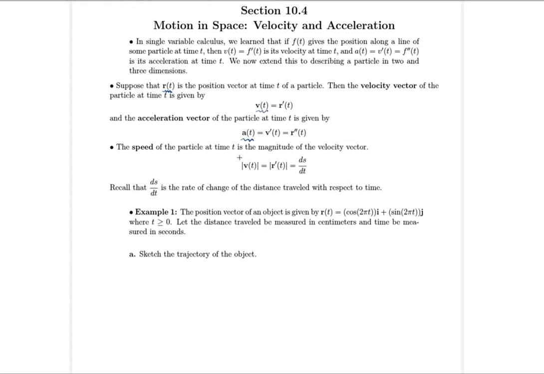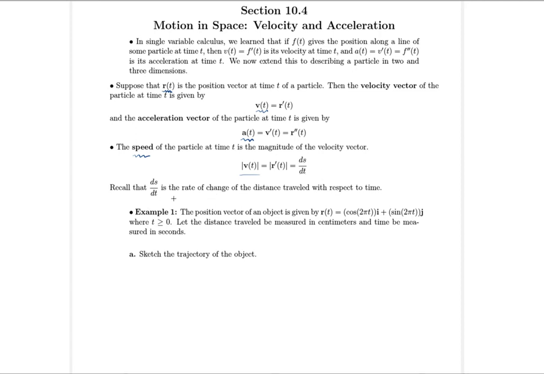And then, of course, remember that the distinction we make between velocity and speed is that velocity not only tells you how fast you're going, but it also gives you a direction. So speed would just be literally how fast you're going, so that's going to be the magnitude of your velocity vector.